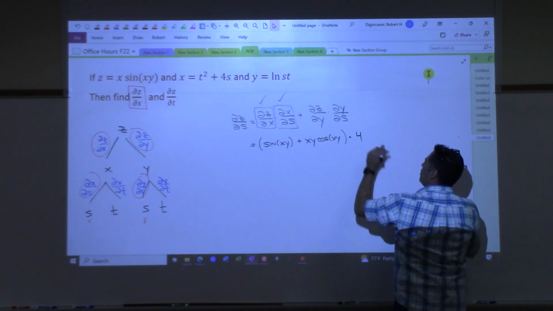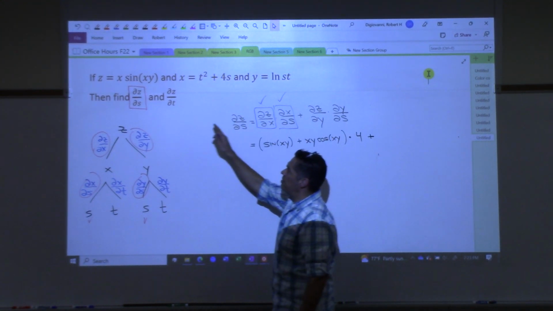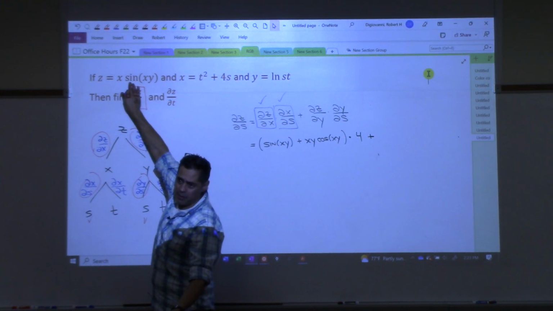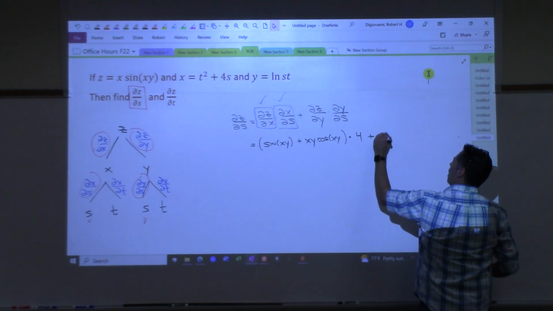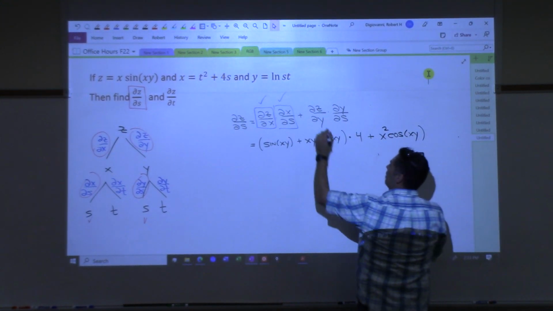Boom, plus, okay, partial of z with respect to y. So you take the derivative of that with respect to y. We've also done that already, haven't we? What was it, x squared cosine xy. Okay, so now I've done this.